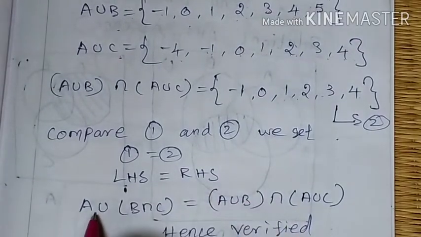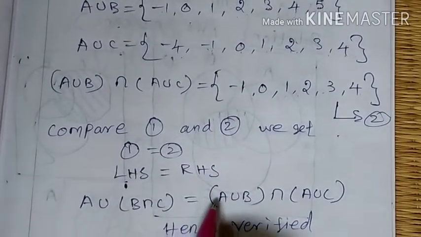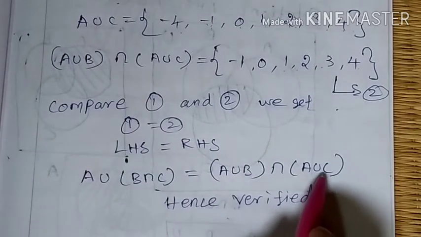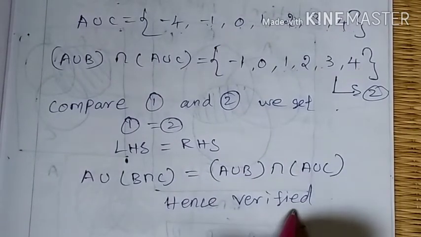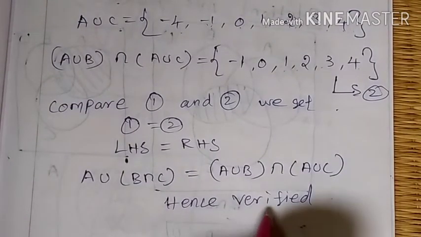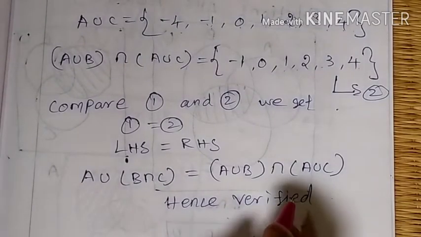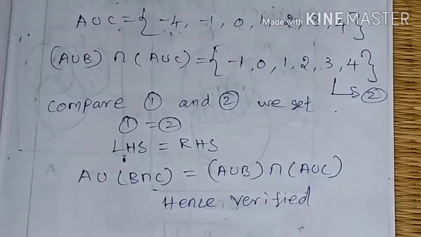LHS equals RHS. A union (B intersection C) is equal to (A union B) intersection (A union C). Hence verified. Have you understood? First find A and B, then operate with the property. Okay, then next question.